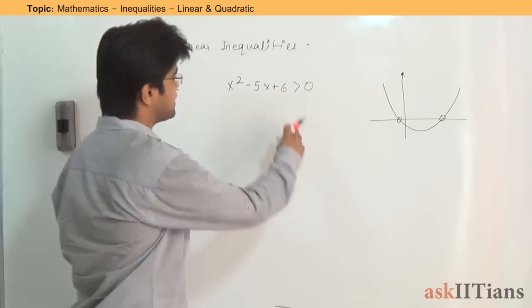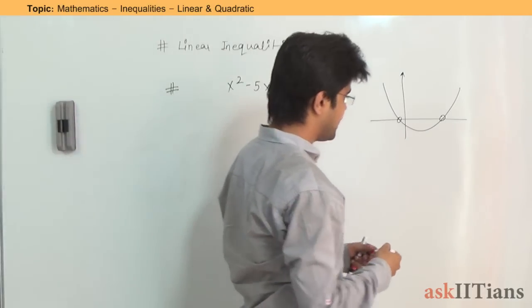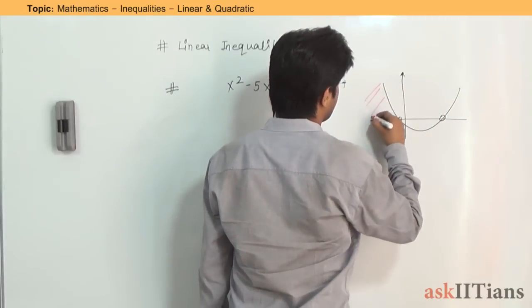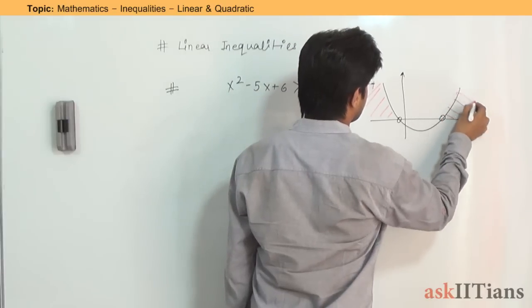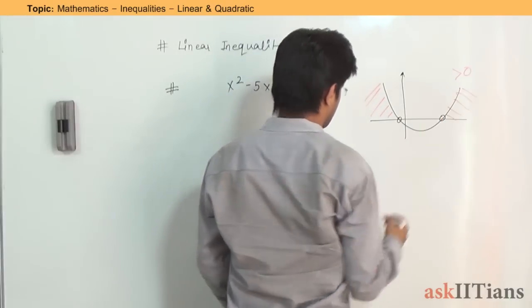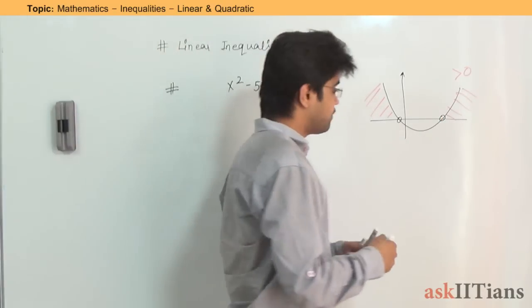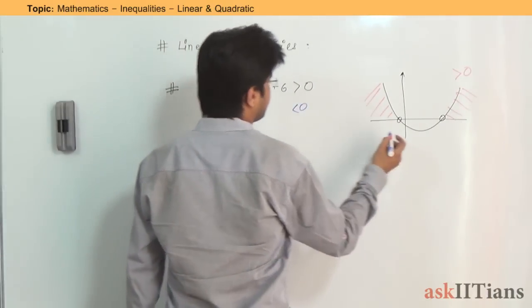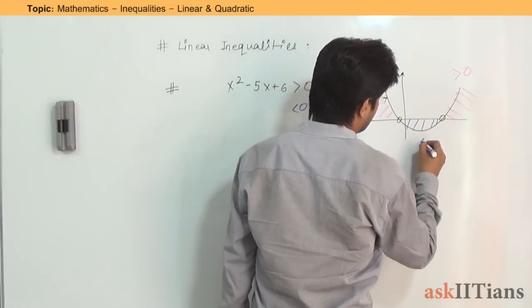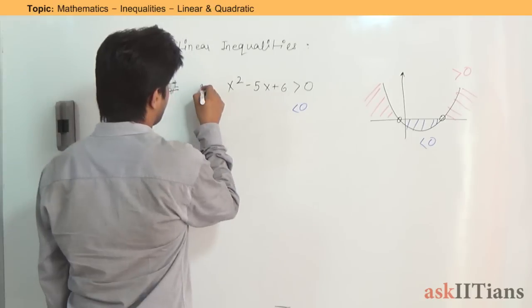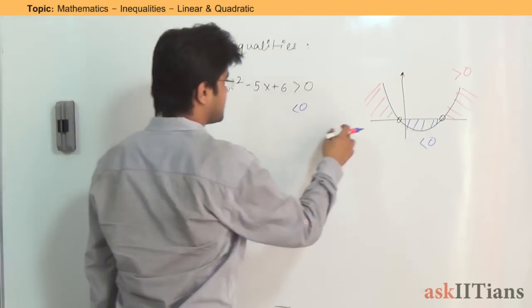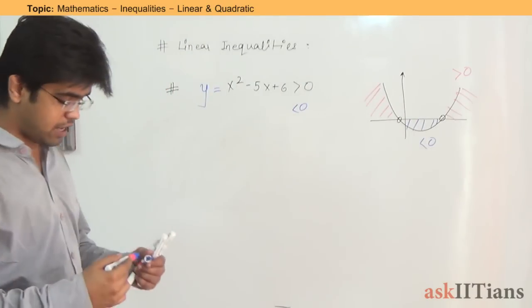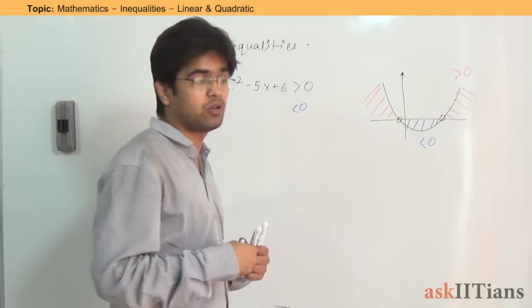So, if we want greater than 0, that means we require all the area that is above the x-axis. We want all this area. This area deals with greater than 0. Similarly, if we want our inequality to be less than 0, then we want this area. What you can do, you can term it as y. So y greater than 0 means all this area, the red one, and y less than 0 means the area that is below the x-axis.